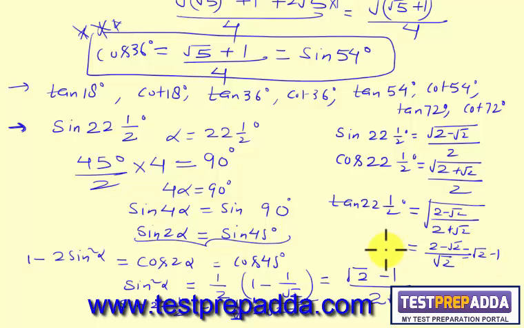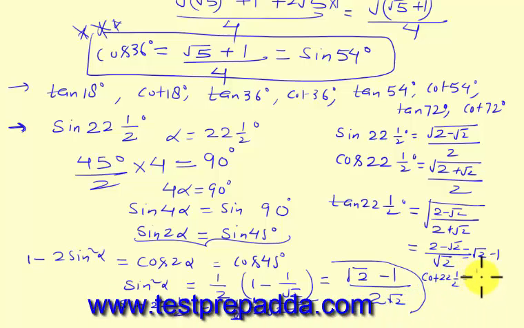So what will be the value of cot 22.5? Cot 22.5 will be written as 1 upon this, that is 1 upon root 2 minus 1. Now if I multiply root 2 plus 1 in the numerator and denominator, the numerator will become root 2 plus 1 and the denominator will become what? A square minus b square, which means 2 minus 1 becomes 1. So cot 22 and half degree comes as root 2 plus 1.